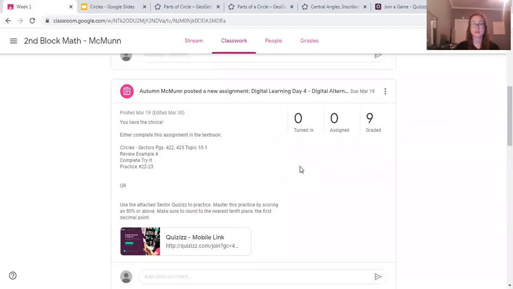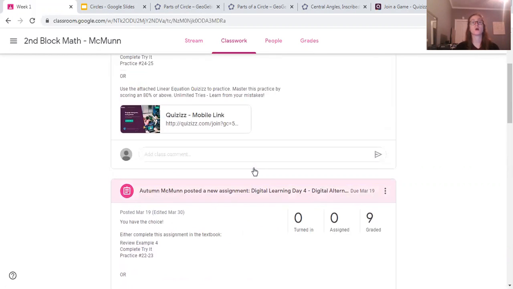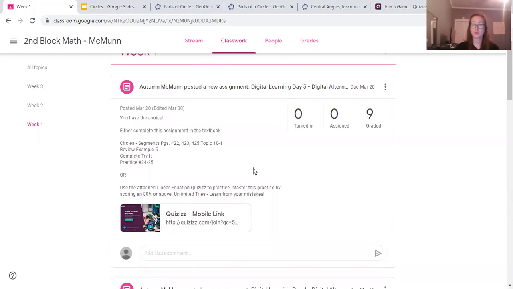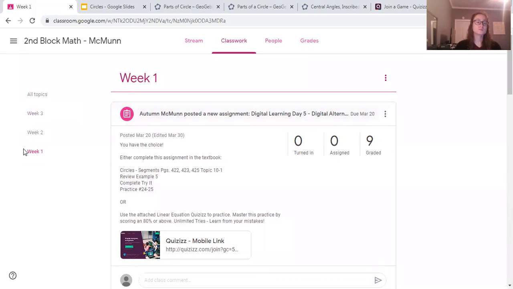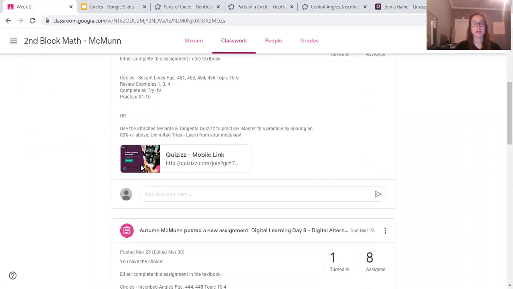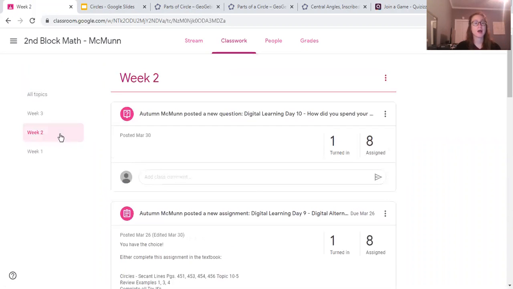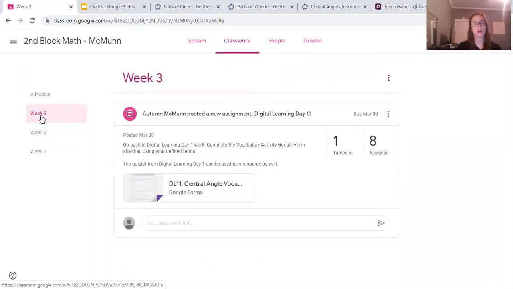If you are working in the textbook for the first 2 weeks, just make sure that you upload photos of your work so that you can get your credit for doing it. Otherwise, I have no idea that you've done it. Week 2 is last week's, same deal, it's all in here. Week 3 is the week that we're in right now.